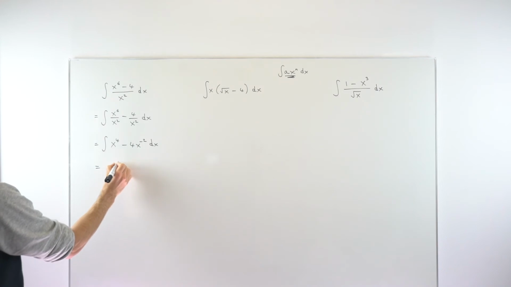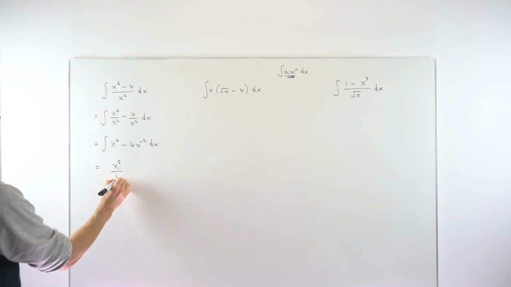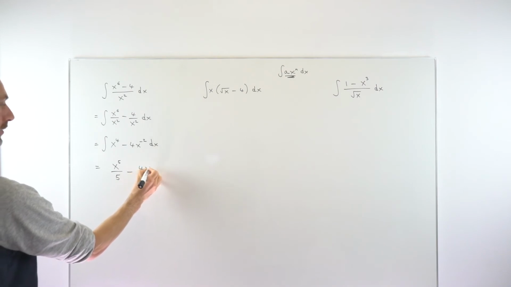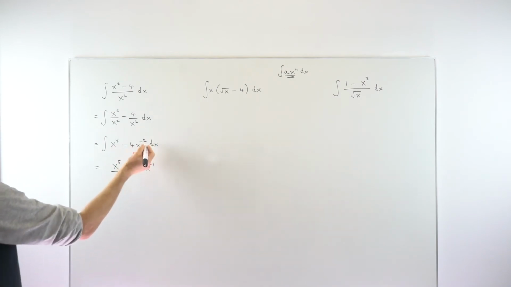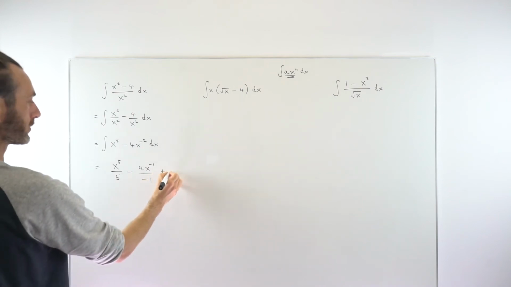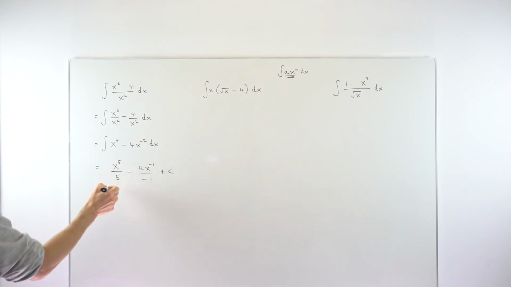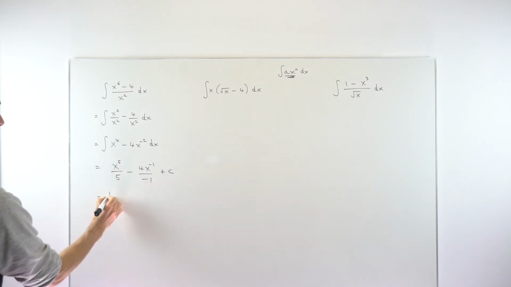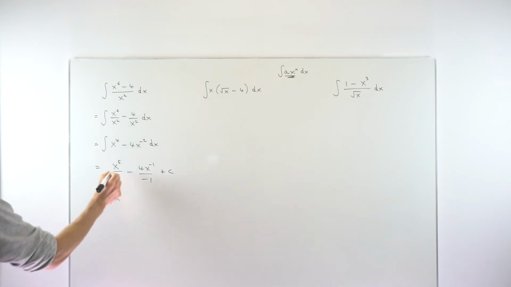Increasing the power by 1, this becomes x to the power of 5 over 5. Second term becomes negative 4x to the minus 1 because we're adding 1 to the minus 2, divided by minus 1, and then we've got our constant on the end. The first term is pretty much done. There's not really much we can do with that. Some students prefer to write this as 1 over 5, x to the 5, but both of these are fine.